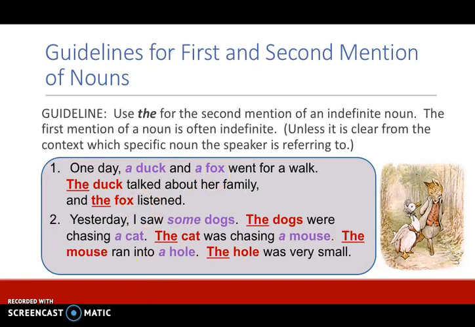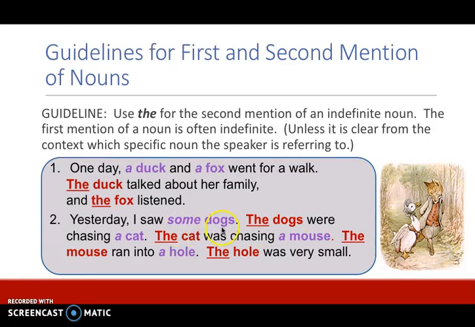Number 2, yesterday I saw some dogs. The dogs were chasing a cat. The cat was chasing a mouse. The mouse ran into a hole. The hole was very small. So in this example as well, you can see that the first time a noun is mentioned, it is indefinite. And the second time it is definite.